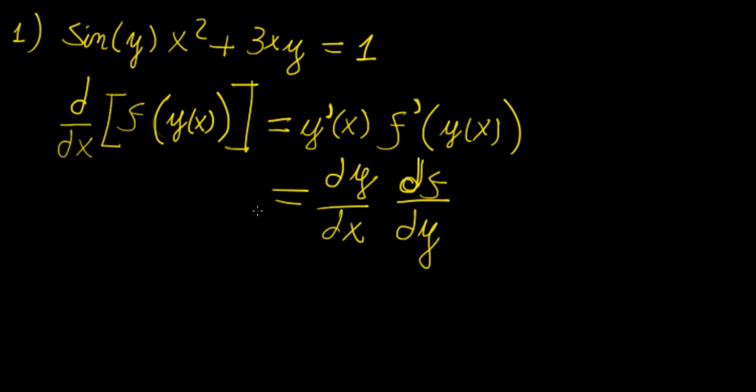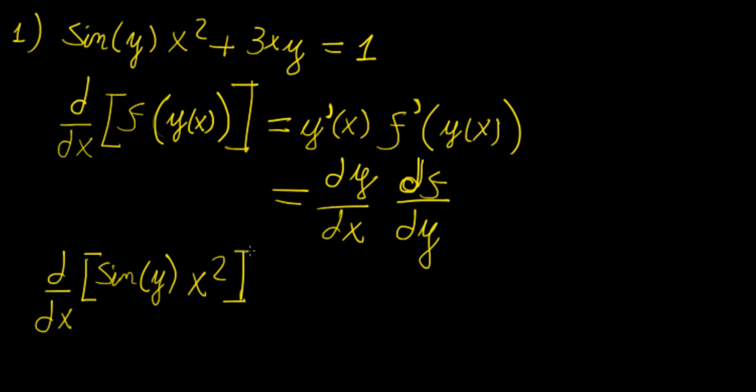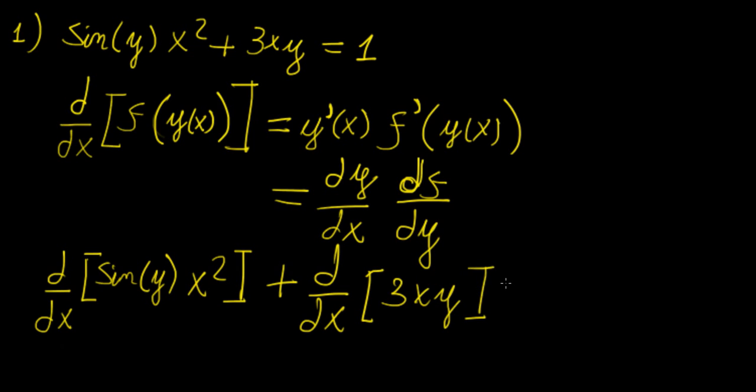So in this case, what we're going to be doing is applying the differential operator to the whole thing, and because this is a linear operator, when you apply it to a whole equation, it will act on each of the functions individually. So we're going to end up with the expression d over dx acting on sine y times x squared, plus d over dx acting on 3xy, equals d over dx acting on 1.